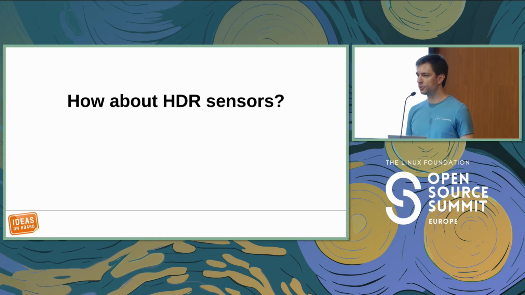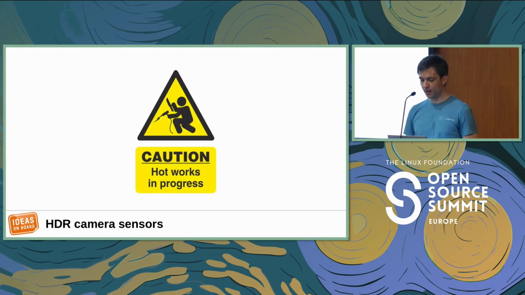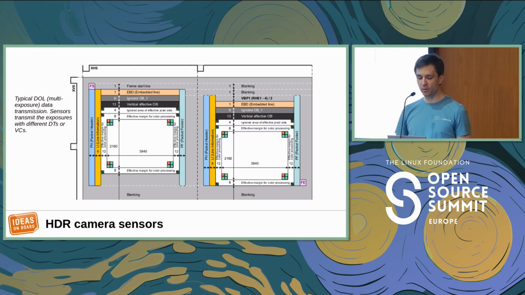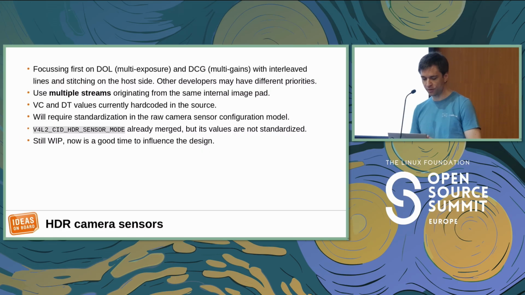So we saw embedded data, we can do that. How about HDR sensors? That's a bit more work in progress there. We don't have anything that's really implemented and working fully yet. There's lots of types of HDR. Do you have multiple exposures or multiple gains? Is that line interleaving? Is that applying on different frames? Do you stitch your different frames with different exposures inside a sensor or in the SoC inside an ISP? So we're focusing at the moment on sensors that don't stitch the data, but output all the multiple exposure, multiple gains, line interleaved. That's the main focus.